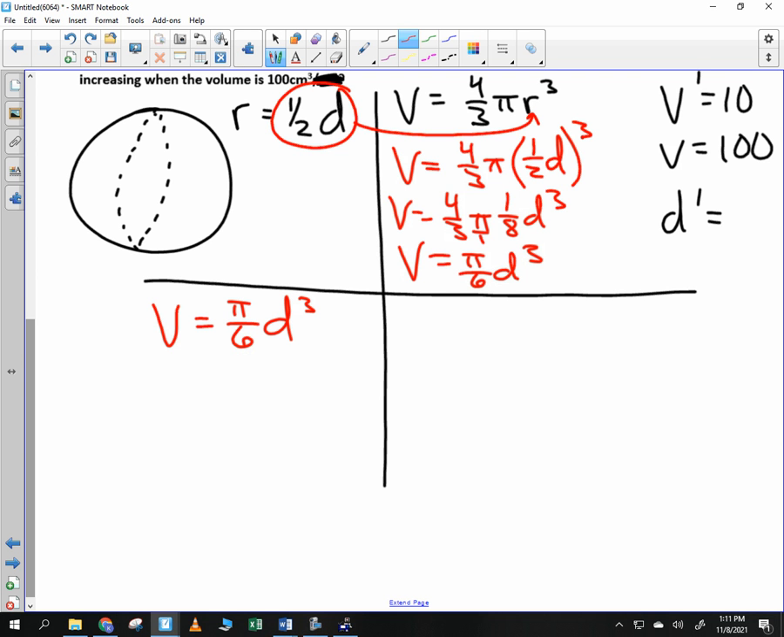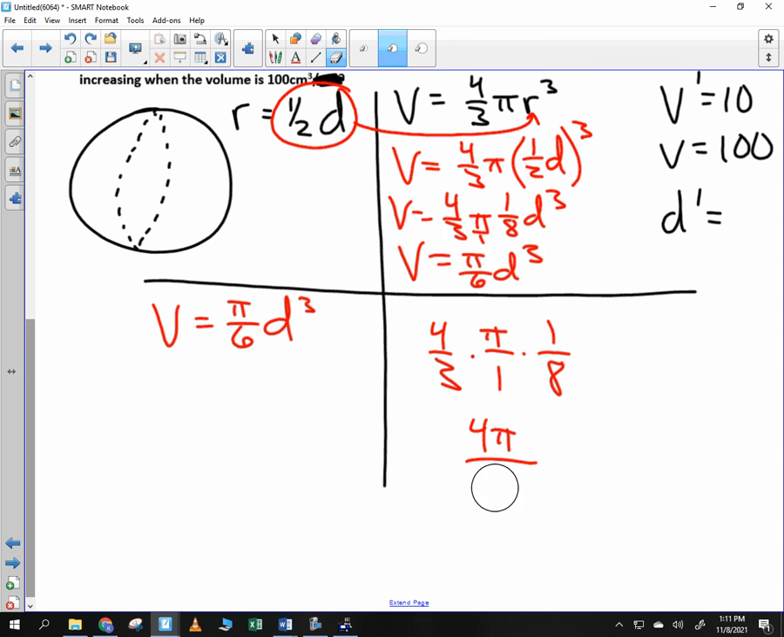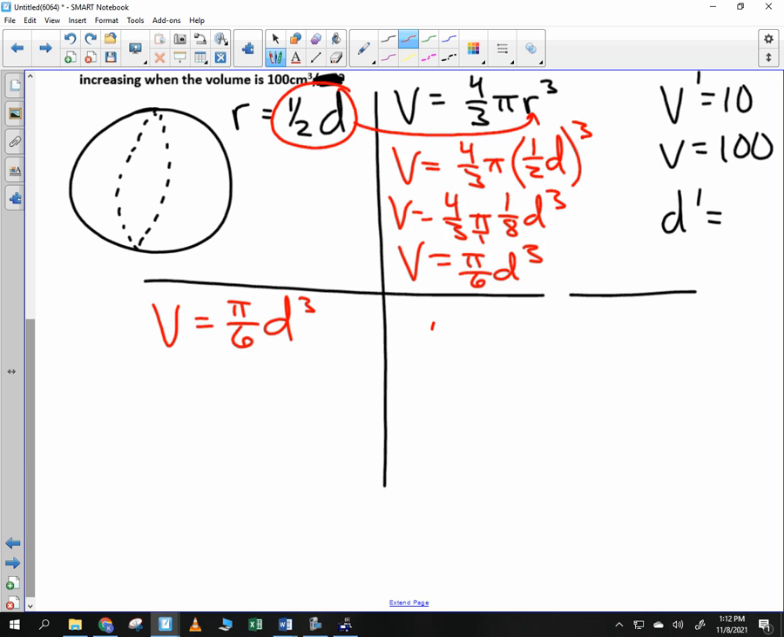We'll do it one more time here. So I've got 4/3 times pi/1 times 1/8. If we look at those fractions, you get 4 pi on top. On bottom, you get 24. What is 4 over 24 reduced to? 1 over 6, so I've got pi over 6. All right, so that's my formula. So what I'm happy about is that I now have a formula that involves diameter.